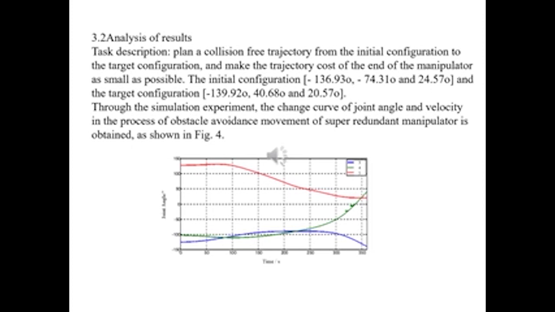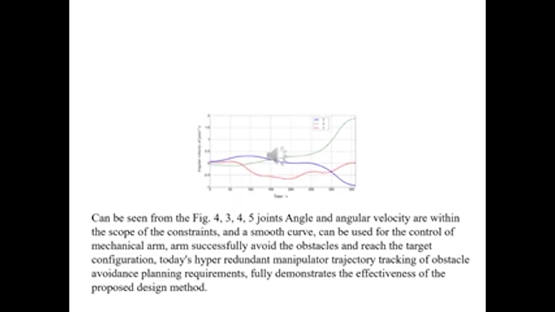Through the simulation experiment, the change curves of joint angle and velocity in the process of obstacle avoidance movement of the super-redundant manipulator are obtained, as shown in Fig. 4. It can be seen from Fig. 4 that the angles and angular velocities of joints 3, 4, and 5 are within the constraints, and the smooth curves can be used for the control of the mechanical arm. The arm successfully avoids the obstacles and reaches the target configuration. The hyper-redundant manipulator trajectory tracking obstacle avoidance planning requirements fully demonstrate the effectiveness of the proposed design method.